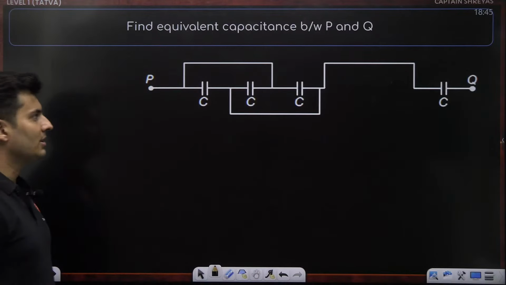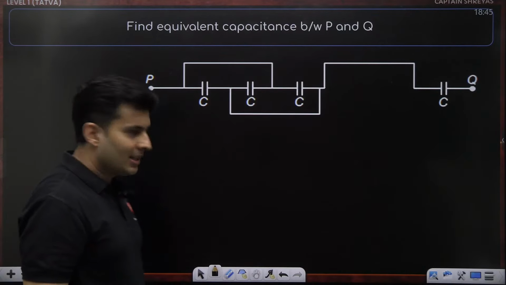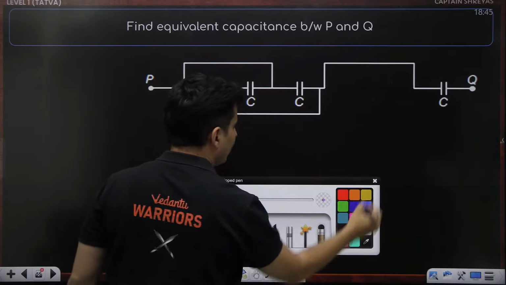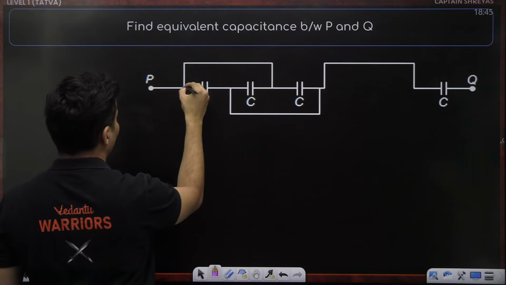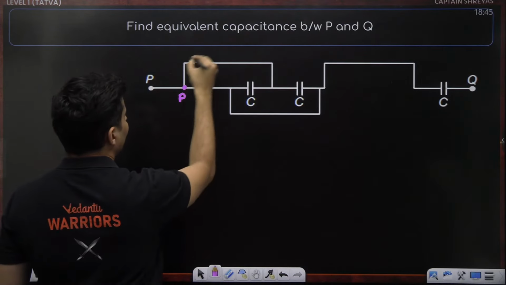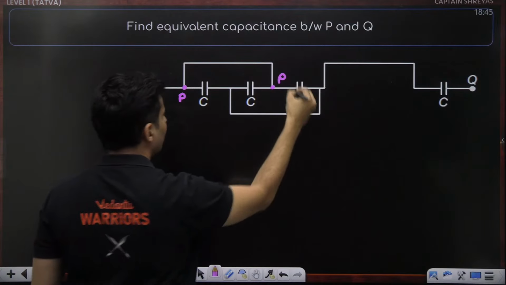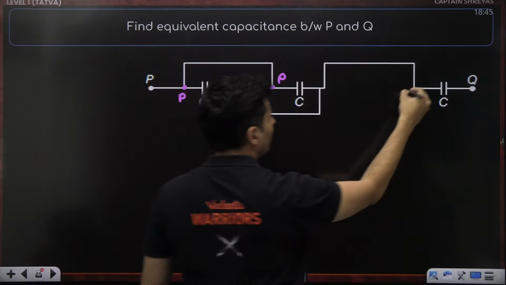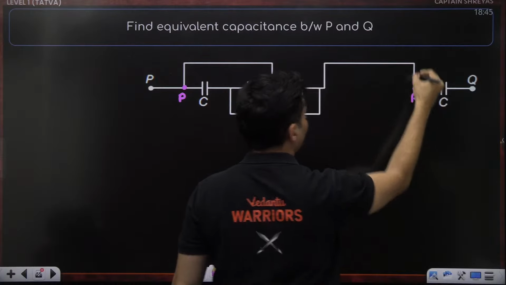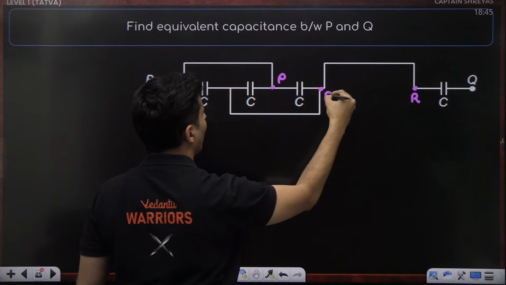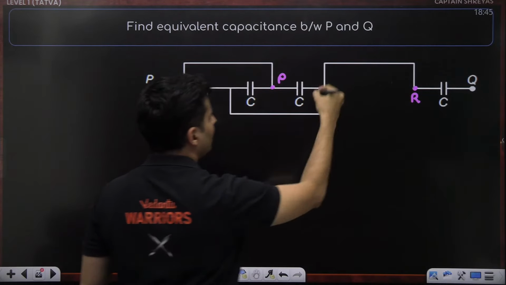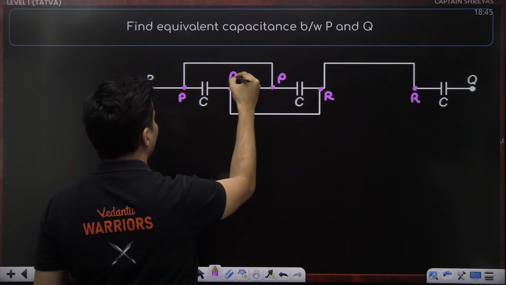There is no use of this. Now over here, you can see one interesting thing. If this point has potential P, even this point has potential P, that is Q. Let's say I call this point as R. This wire is also R, same wire. If this is R, even this is R.